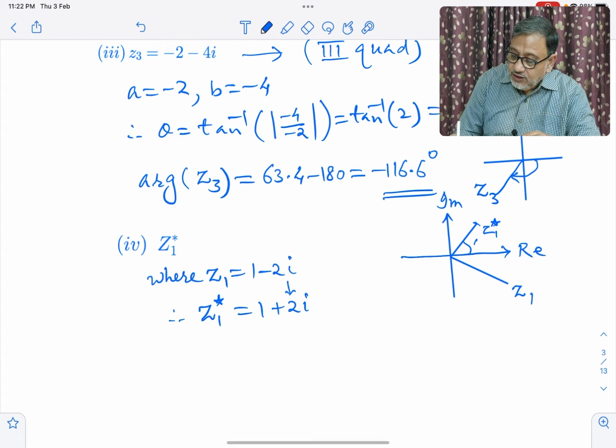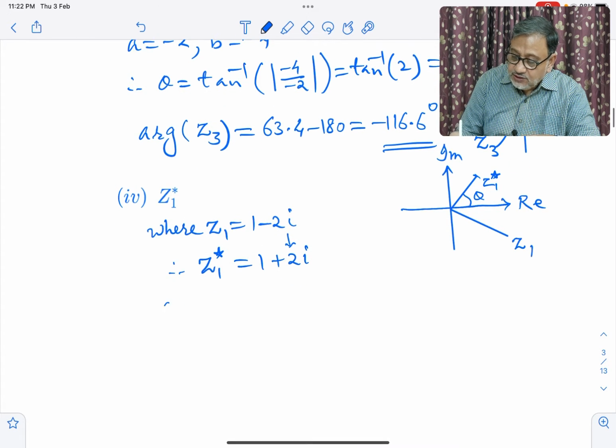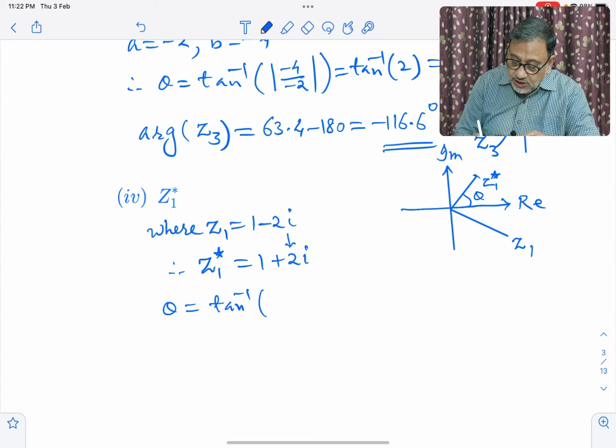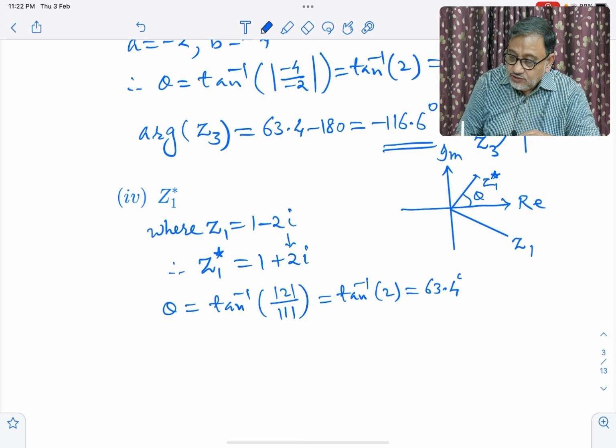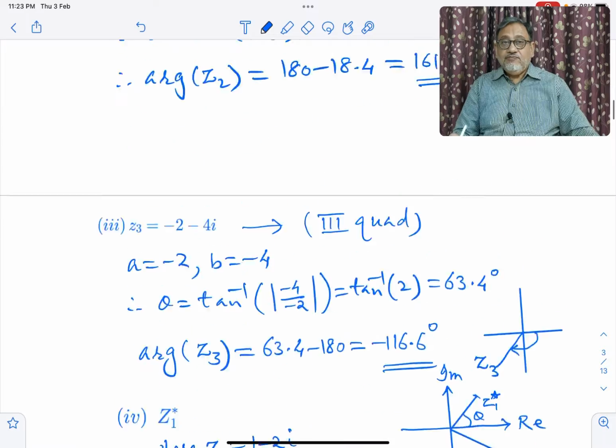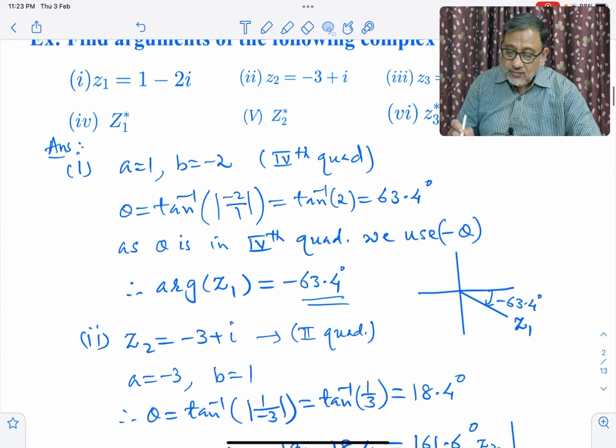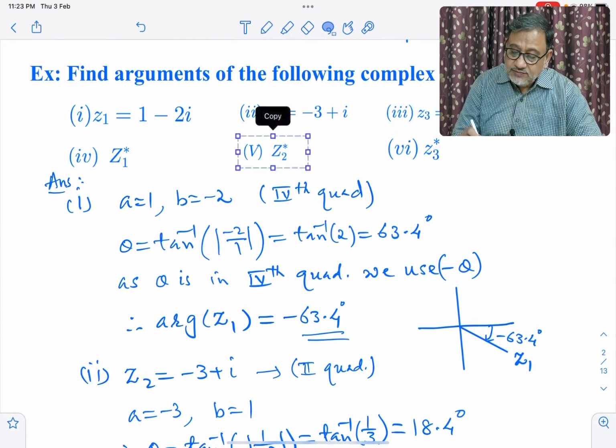Therefore it will have the positive angle. Here theta. So theta is equal to tan inverse of modulus of 2 by 1. So tan inverse 2, and tan inverse 2 we have already found to be 63.4. So this will be the answer for Z1 conjugate. Then the next one is Z2 conjugate.